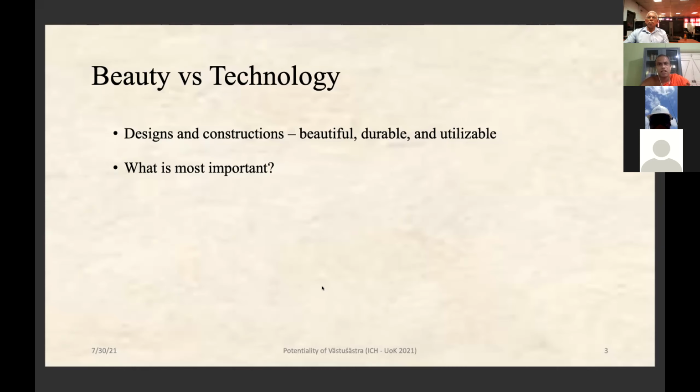durable, and utilizable. So someone asks what comes first, beauty or technology? What is most important in construction, beauty or technology? Actually, both aspects are very important, but there's no doubt that technology is important, and we have to maintain beauty according to the technology. And the best answer might be that there should be a harmony between these two. We cannot emphasize beauty at the cost of technology. So the technology, the scientific part, is most important.